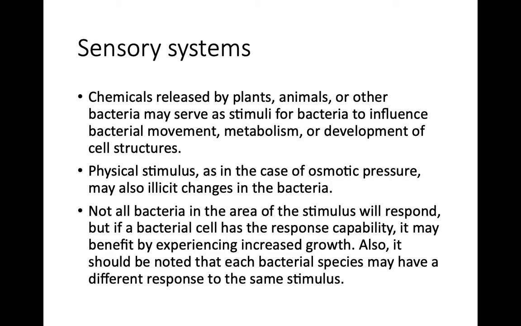Like for the case of osmotic pressure. An increase in osmotic pressure can be sensed by bacteria like Vibrio. Vibrio will respond by producing toxin if the osmotic pressure of the environment becomes high. For gamma proteobacteria like Pseudomonas, Pseudomonas may induce capsule formation in order to prevent leakage of the cell because of the sudden change in the osmotic pressure in the environment.